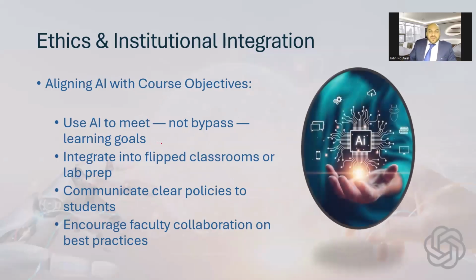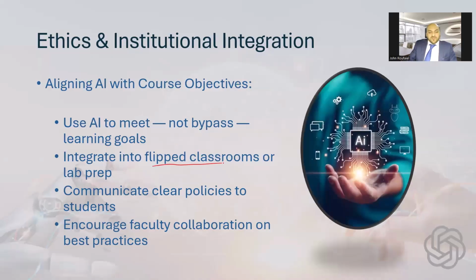Aligning AI with course objectives. So again, the AI is not meant to replace something such as your course objectives, but it's meant to align with it or to go with it, to help with it. So if you have a course objective saying, learn about blood pressure, we say, okay, well, use the AI to learn about blood pressure. And we could discuss more specifics about that in the workshop.